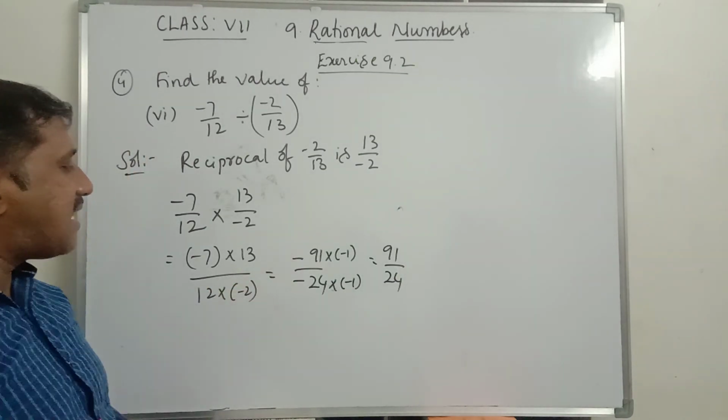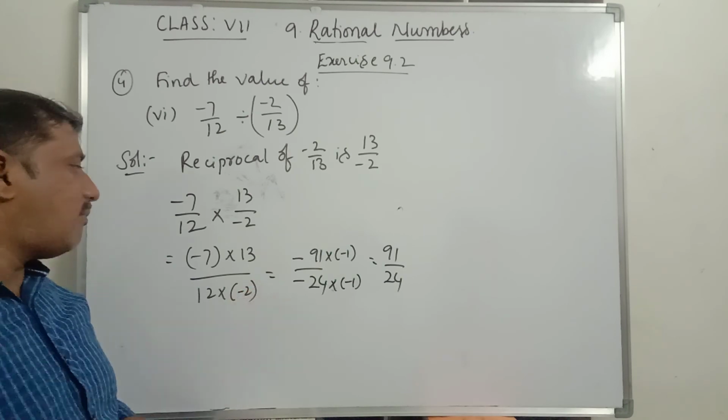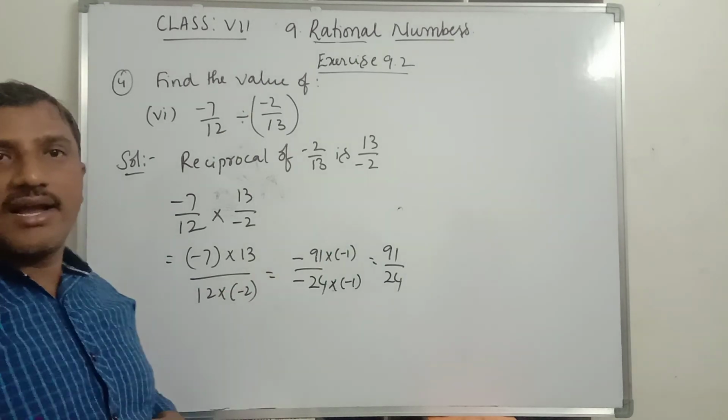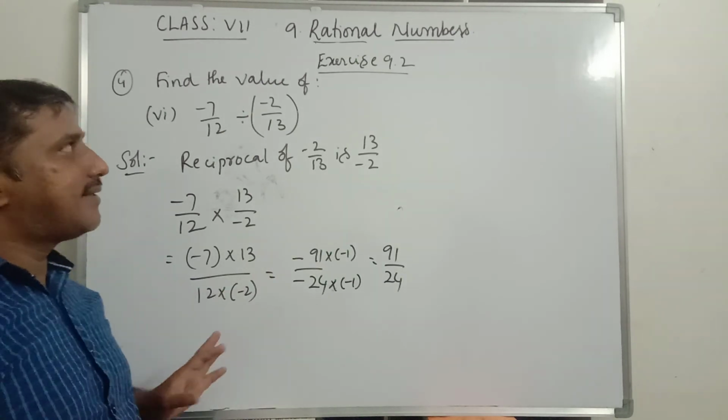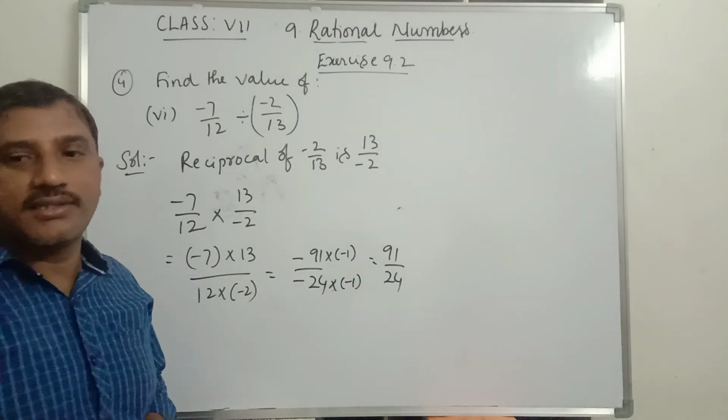Here itself we can cancel with 1. Minus and minus will be cancelled. 91 by 24 we get as the quotient. Is it clear, children? Yes?